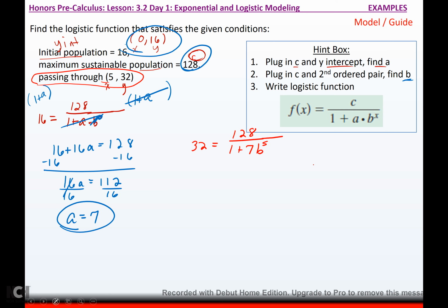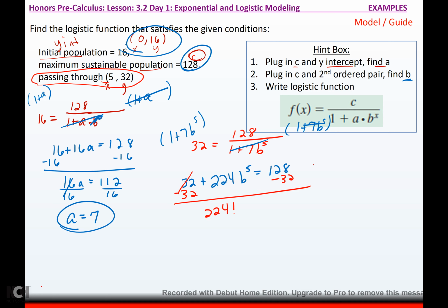Alright, so now we have to solve. So I'm going to multiply both sides by 1 plus 7b to the 5th. That's going to give me 32 plus 32 times 7, which is 224b to the 5th, equals, on this side they cancel and I get 128. So now to solve this, I've got to isolate and root. So I'm going to minus 32, minus 32. I get 224b to the 5th equals 128 minus 32, which is 96.